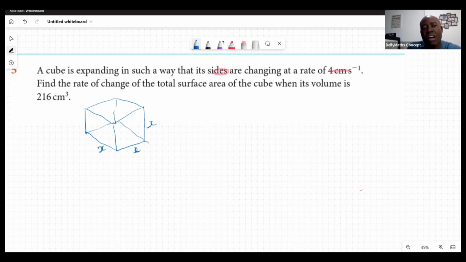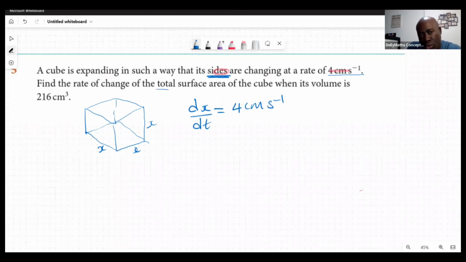So we're saying that the sides are changing. What they just gave us is dx/dt. Let me read again: a cube is expanding in such a way that the length of its sides is changing at a rate of 4 centimeters per second. So we have dx/dt, where x is referring to the sides right now, so we have 4 cm/s. Find the rate of change of the total surface area.